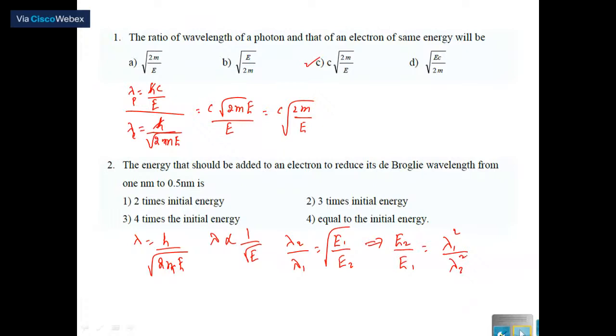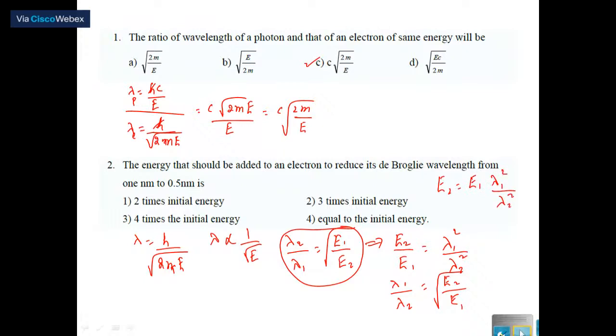Well, otherwise you can just omit this and straight away take E2 by E1. You can write lambda 1 by lambda 2 equal to root E2 by E1. If we square this, lambda 1 square by lambda 2 square is equal to E2 by E1. Therefore, what is E2? E2 is equal to E1 into lambda 1 square by lambda 2 square.